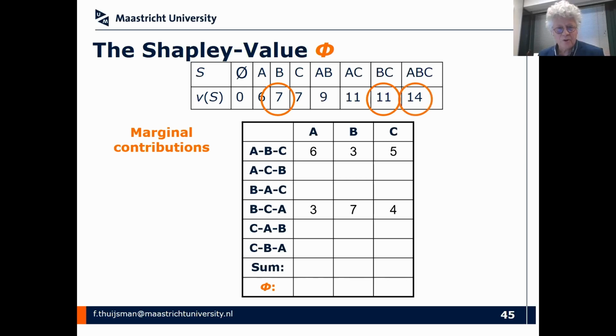We do this for all possible orders. And with 3 players, there are 6 possible orders. So we fill out the full table and we calculate the average. And the average is what we call these days the Shapley value. It says something about what player contributed most to achieving the 14. And in this game, it's player C.